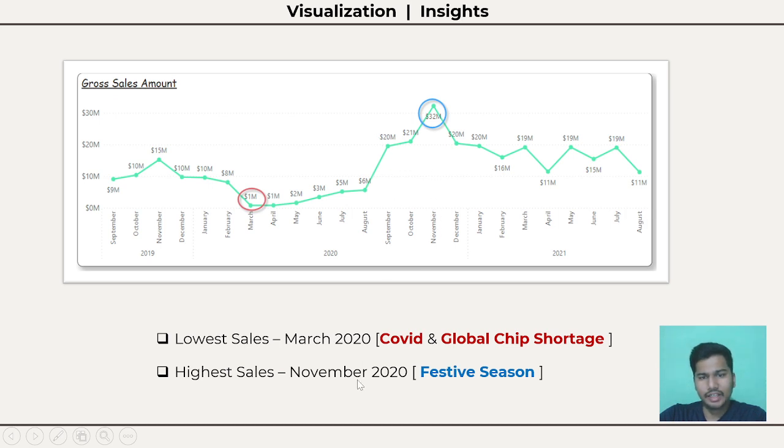And also there was a global chip shortage. And in the month of November 2020, the highest sales rises to 32 million. And it was because there was no lockdown. All the people started doing work from home, and also school children and college students, they also started their education online. So they purchased laptops and many other accessories. And also there was a festival season in India around that October November time. So that can be the reason why the sale was highest.